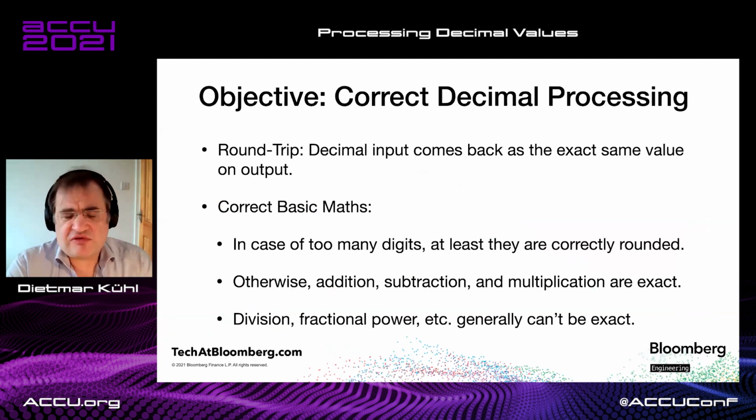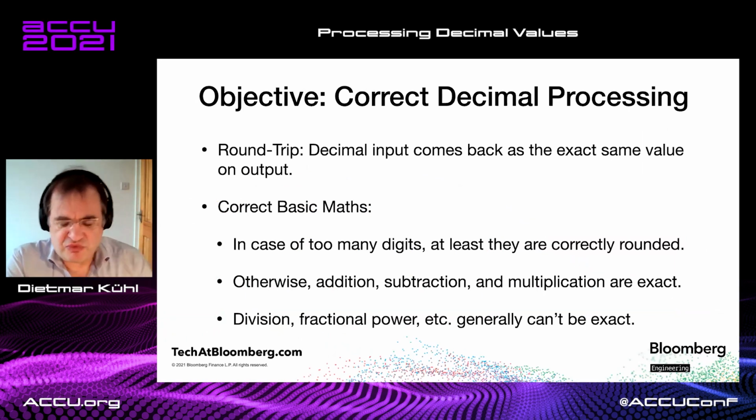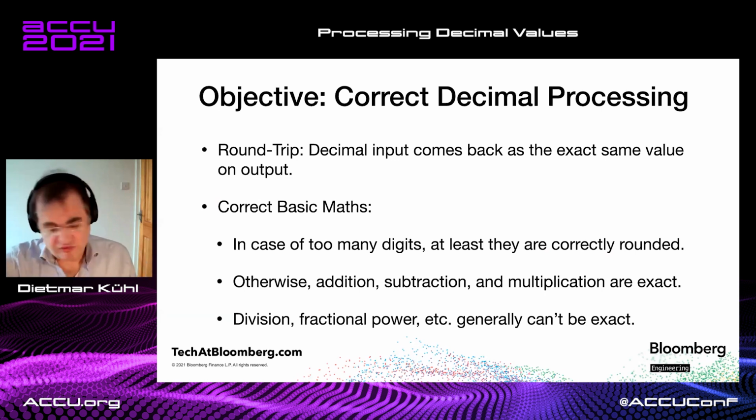So my objective is actually not particularly ambitious. What I want to achieve is that I can correctly process decimal data, which primarily means if I get a decimal value into the system, I do whatever I do with the system, store it, distribute it, something. Eventually, if I get the value back, it's still the same value.